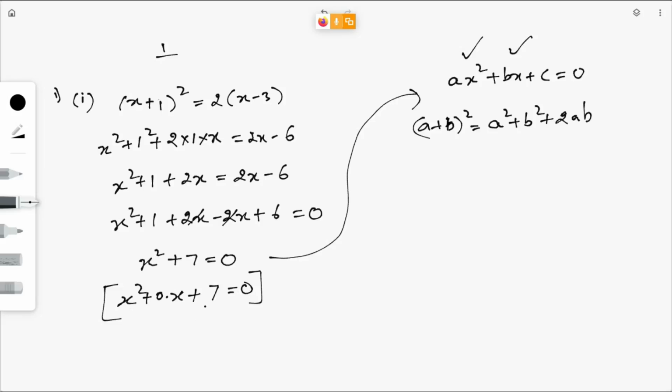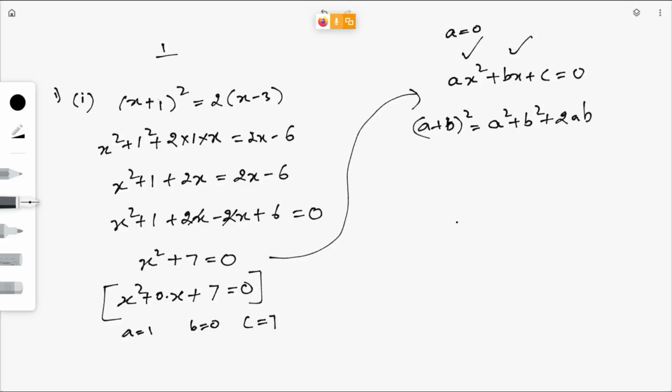So is this a quadratic equation? Yes or no? Yes, sir. See here, what was the condition? A should not be equal to 0, right? B can be 0 or C can be 0. Either B or C can be 0, still it will be a quadratic equation. But A should not be equal to 0. If A is equal to 0, then it will become a linear equation. You need to remember that. So here in this case, A is 1, B is 0, and C is 7. Any one of these two can be 0. Even both can be 0.